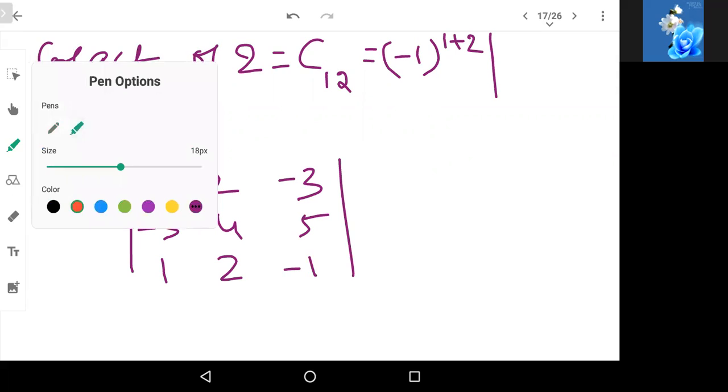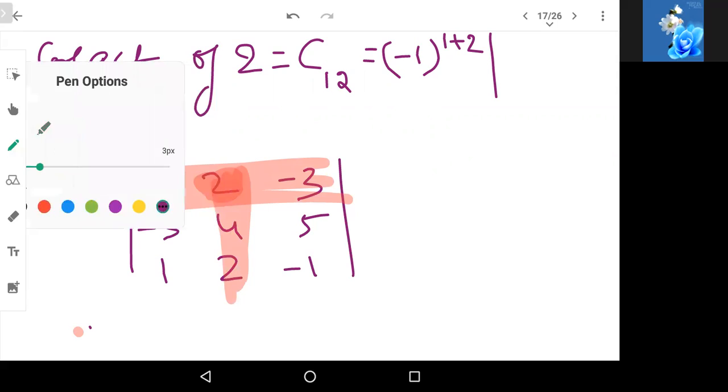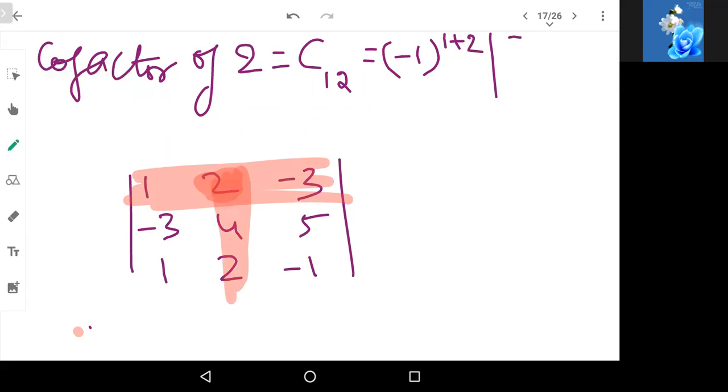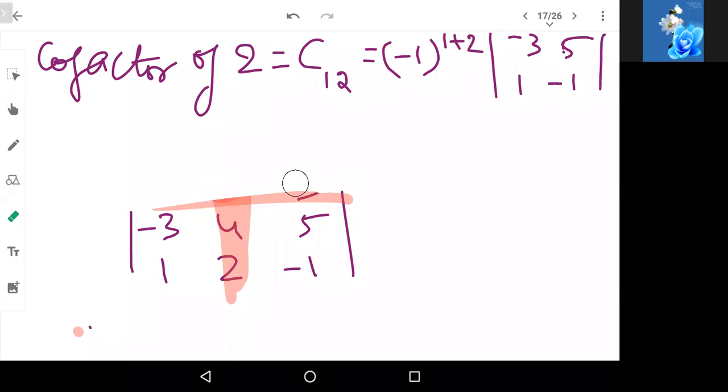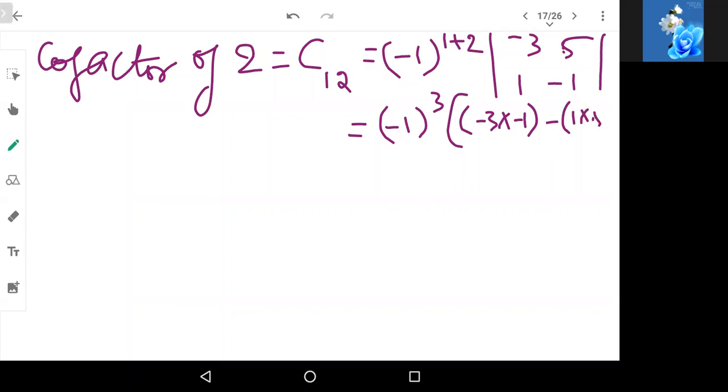So now, since we are finding the minor for 2, we have to take out the first row and the second column, and we have the minor, the left out numbers: minus 3, 5, 1 and minus 1. So these are the left out numbers. Now let us solve this quickly. It is equal to minus 1 cube into minus 3 into minus 1 minus 1 into 5.